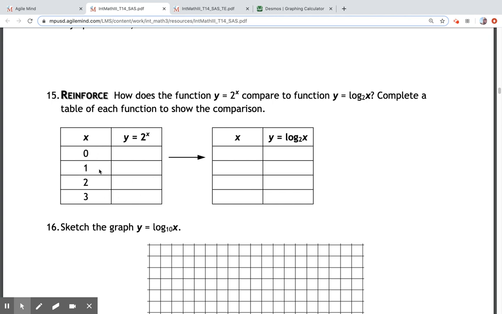You've got your x's here, 0, 1, 2, 3. Plug those in. What do you get? And then I would like you, remember that a logarithm is the inverse of the function. So give me the new table. Go ahead and hit pause to work these out and then hit play when you're ready to check your work.